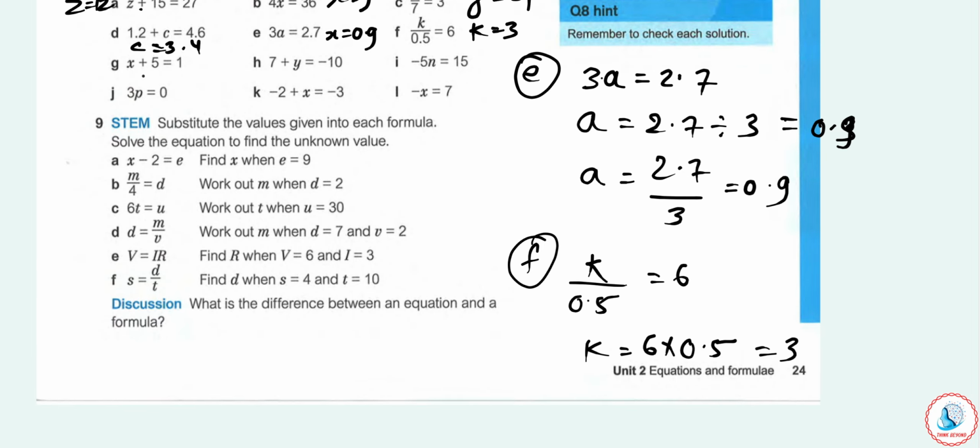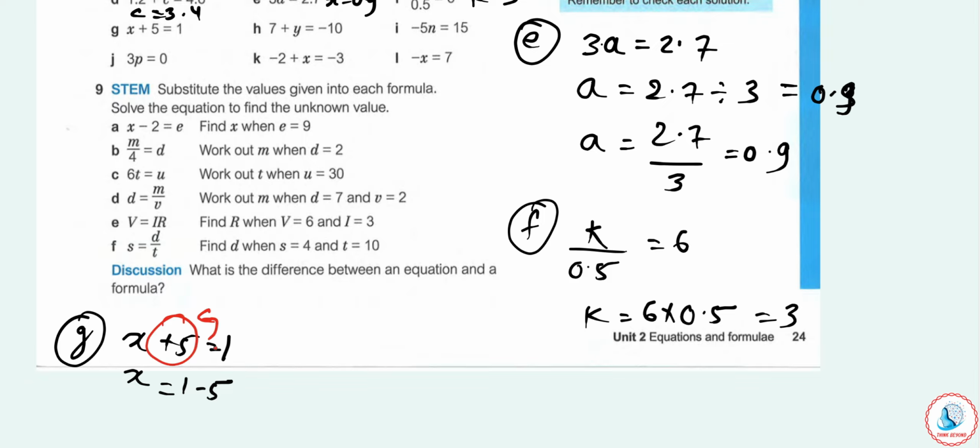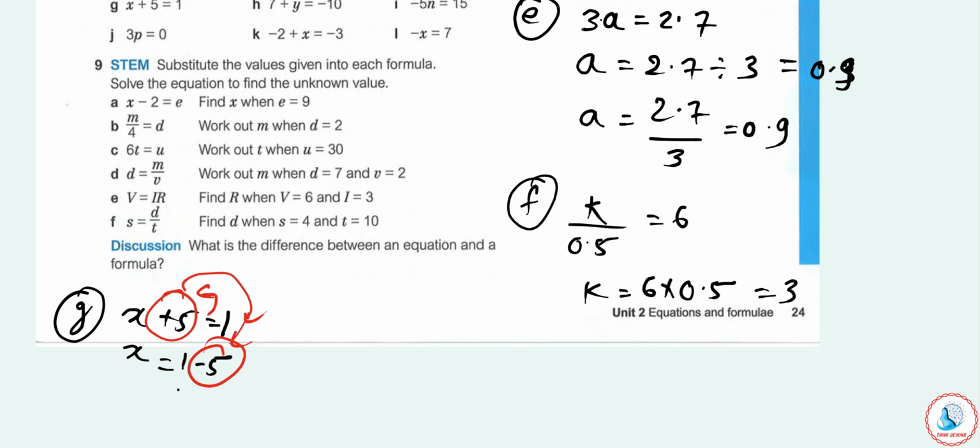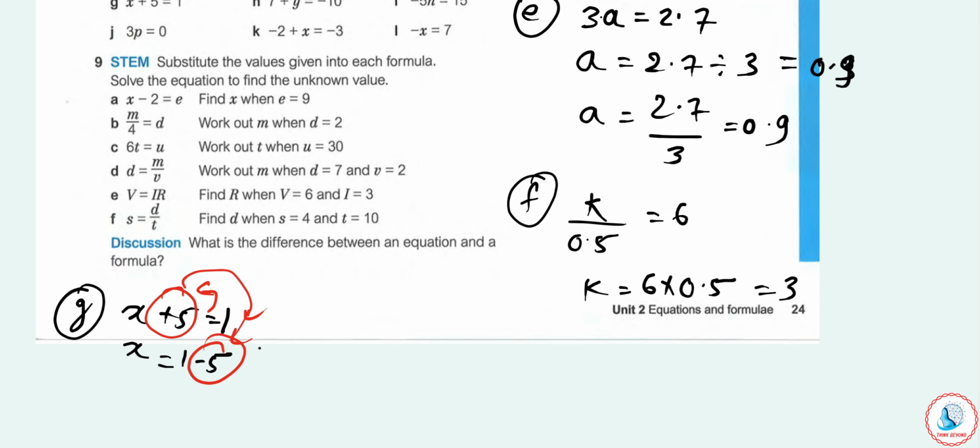Now question number G. Question number G says x plus 5 is equals to 1. So x is equals to 1 minus 5, because this is on the left hand side, so it is moving on the right hand side, so the sign will change to minus 5. So 1 minus 5 is minus 4. The value of x is minus 4.